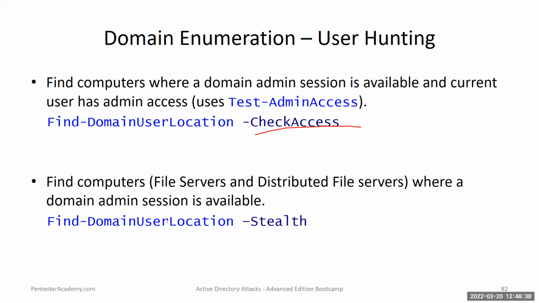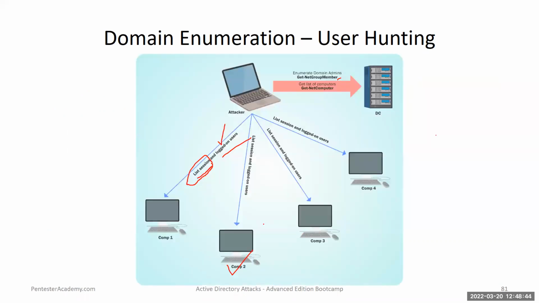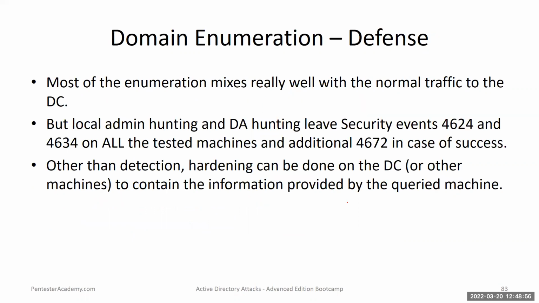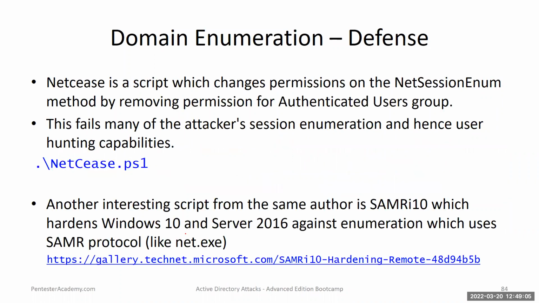If you would like to run it against only some high value targets, then you can use the Stealth parameter. That is, in place of going to all the machines, it goes only to some of the machines where a domain admin may be currently logged on. If you are not using Server 2019 machines, you can take a look at NetCease. I say take a look at NetCease because it is known to break some stuff.